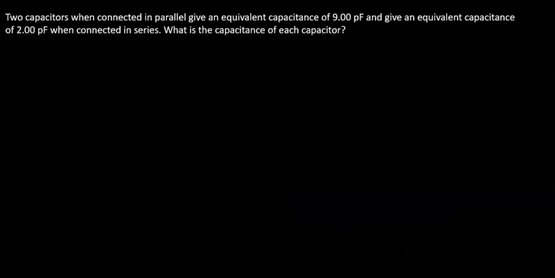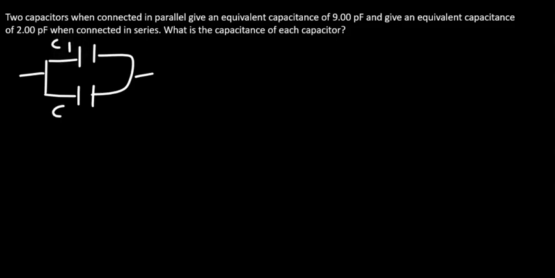Problem 2. Two capacitors, when connected in parallel, give an equivalent capacitance of 9 picofarad, and give an equivalent capacitance of 2 picofarad when connected in series. What is the capacitance of each capacitor? So let's look at the diagrams. So when you have the two capacitors, let's call these two capacitors C1 and C2. And the equivalent capacitance for this combination is 9 picofarad.